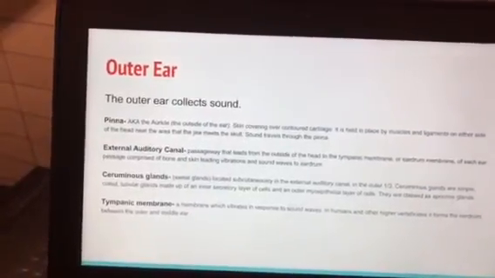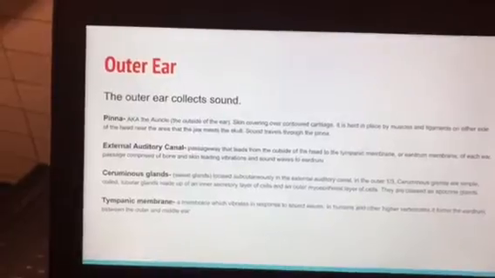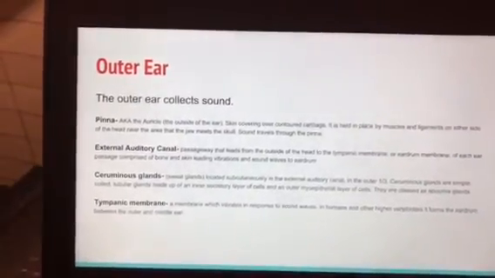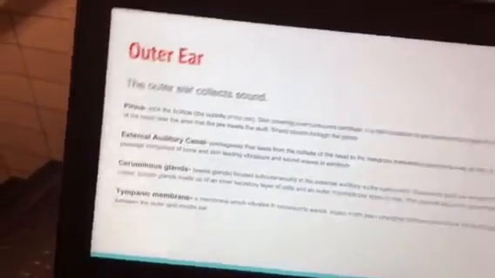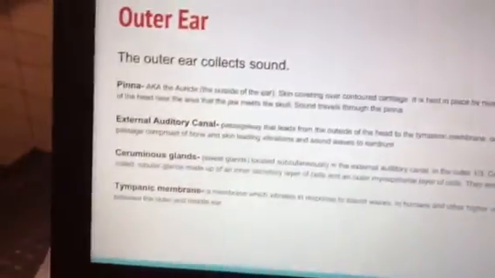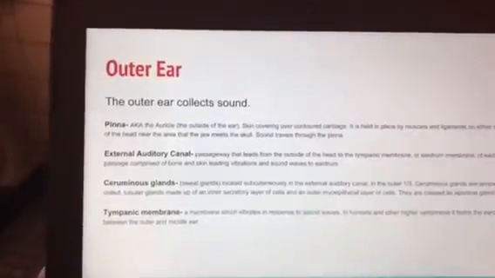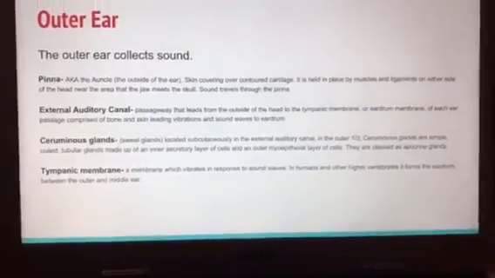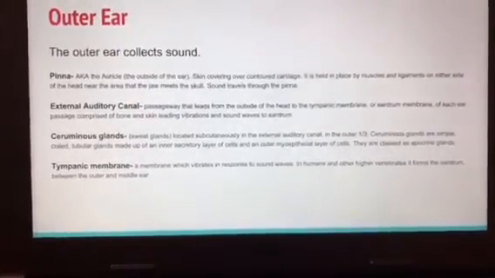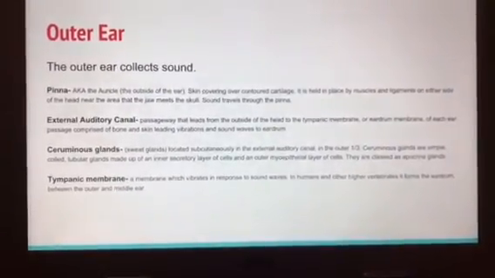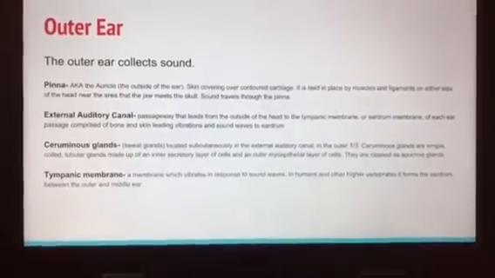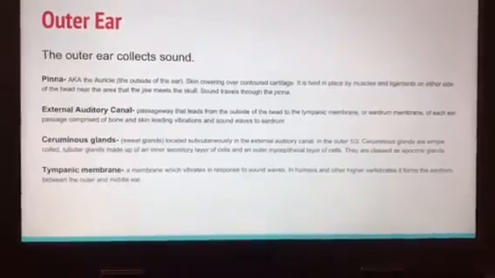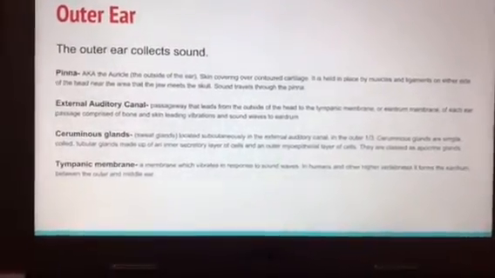The ceruminous glands, sweat glands, are located subcutaneously to the external auditory canal in the outer 1/3 part of the ear. Ceruminous glands are simple coiled tubular glands made up of an inner secretory layer of cells and an outer myoepithelial layer of cells. They are classified as apocrine glands. The tympanic membrane is a membrane which vibrates in response to sound waves. In humans and other vertebrates, it forms the eardrum between the outer and middle ear.